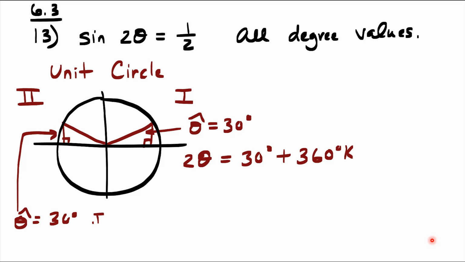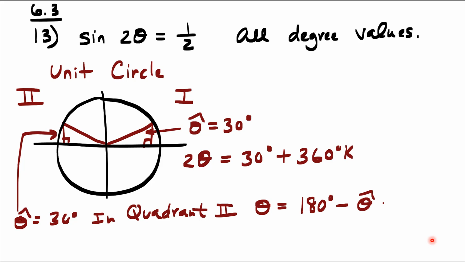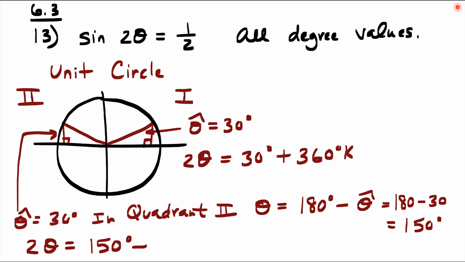Alright, and in quadrant 2, again, don't need to write all this down. I'm going to write it for completion's sake here. In quadrant 2, the real angle here is 180 degrees minus your reference angle. Boom. Let's go with it. 180 degrees minus 30 gives us 150. Sweet. Okay, so my second answer is 2 theta equal to 150 degrees plus 360k.